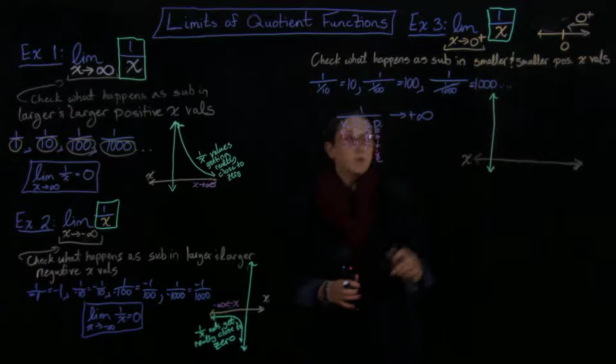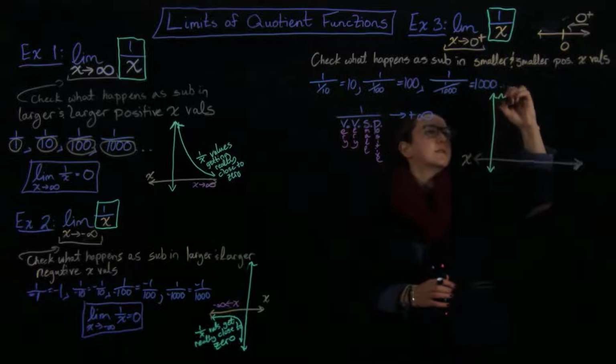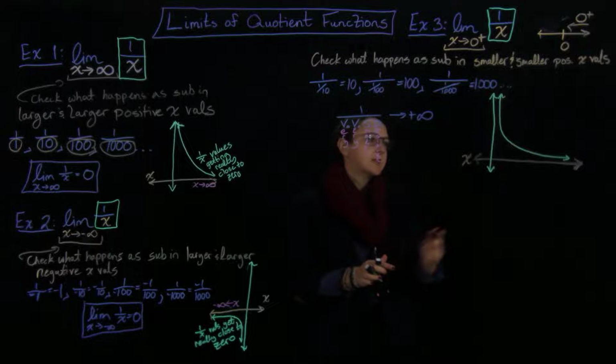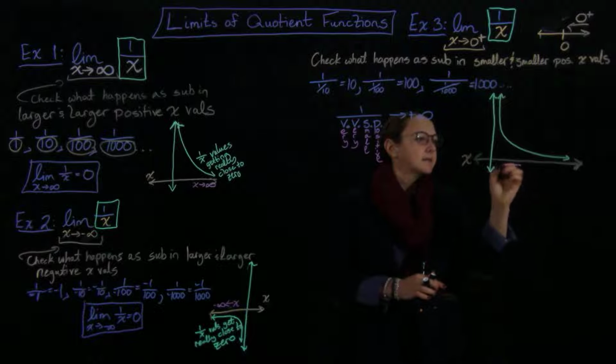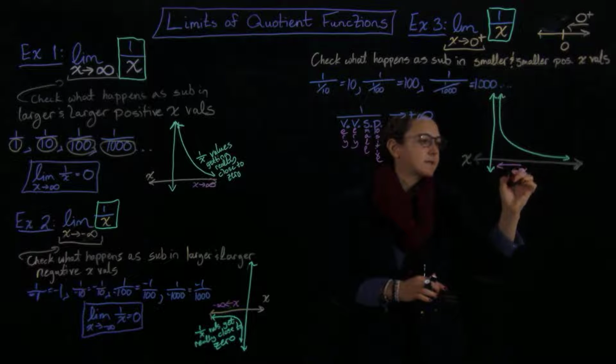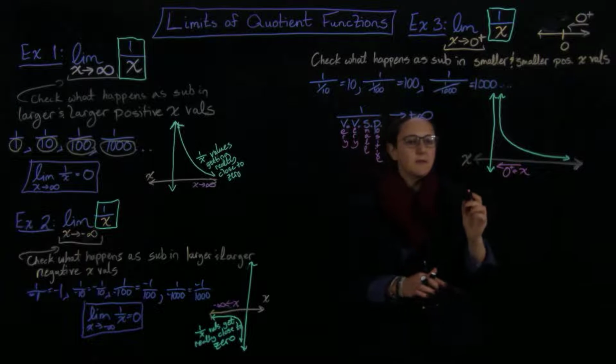And my function, so I've got 1 over x, and we've already seen what my 1 over x looks like. As I'm approaching here, you can actually see this happening. This is what I mean when x goes to 0, the right-hand limit.